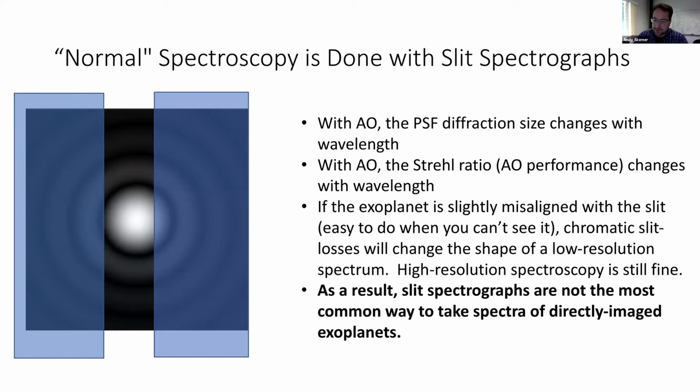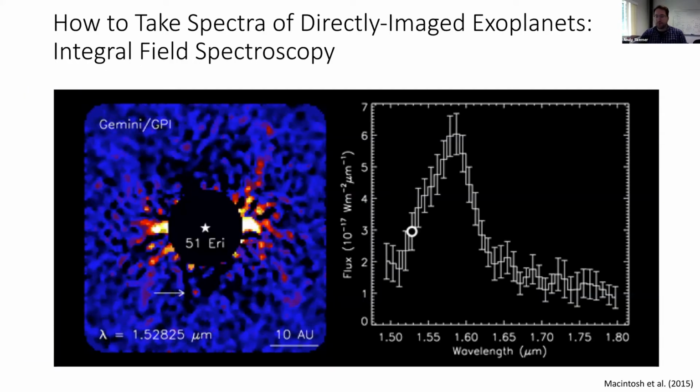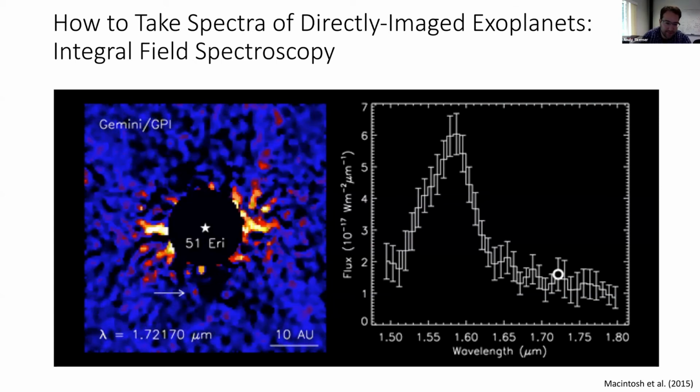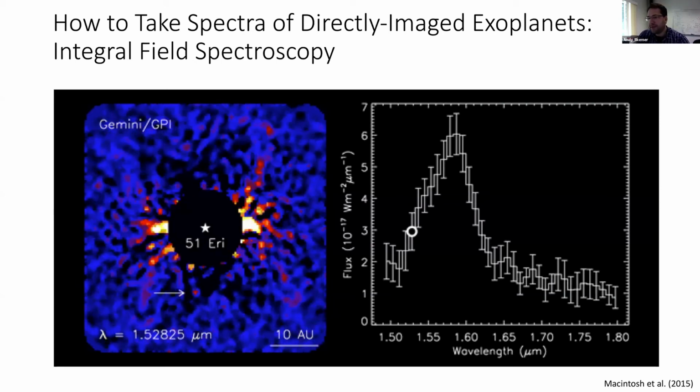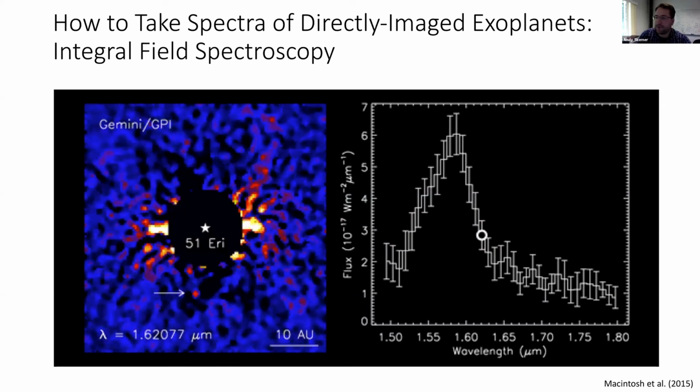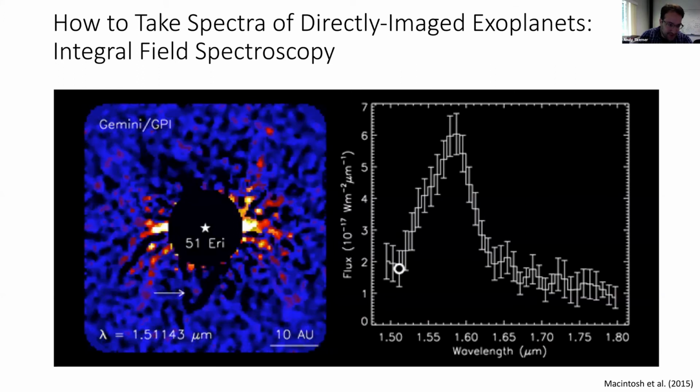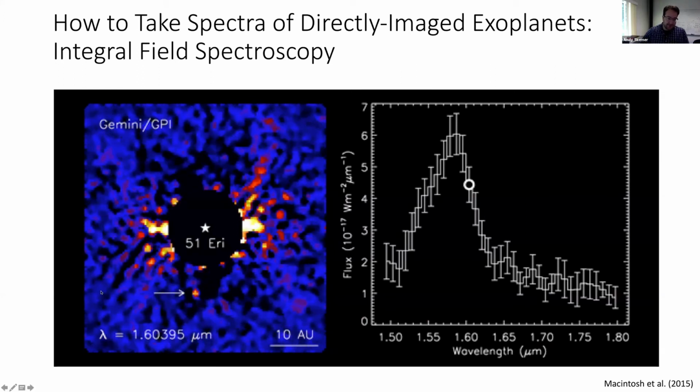In some cases, people are doing high resolution spectroscopy where you're trying to see very sharp features, and that still works fine with slit spectroscopy. But my point here is that most exoplanet imaging is not done with slit spectroscopy because of this problem with adaptive optics and chromatic slit losses. What's much more common in exoplanet imaging is to use an integral field spectrograph. With integral field spectrographs, you get a spectrum of every pixel, or conversely, you get an image at every wavelength. And this is real data from the Gemini Planet Imager, and it's the discovery of a new planet, 51 Eri b.